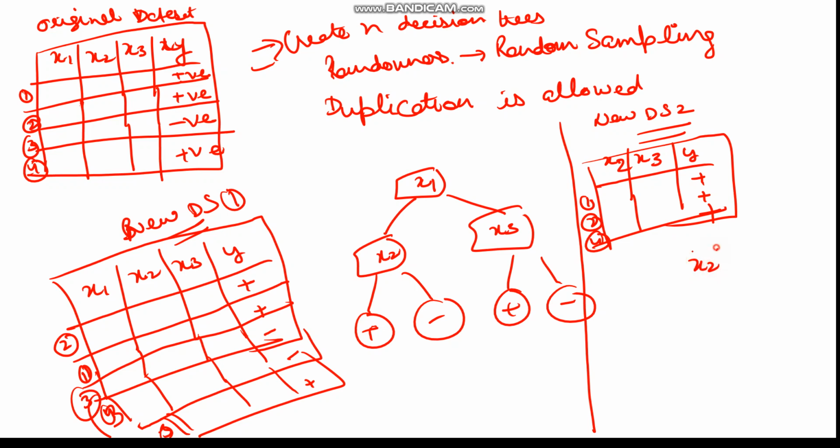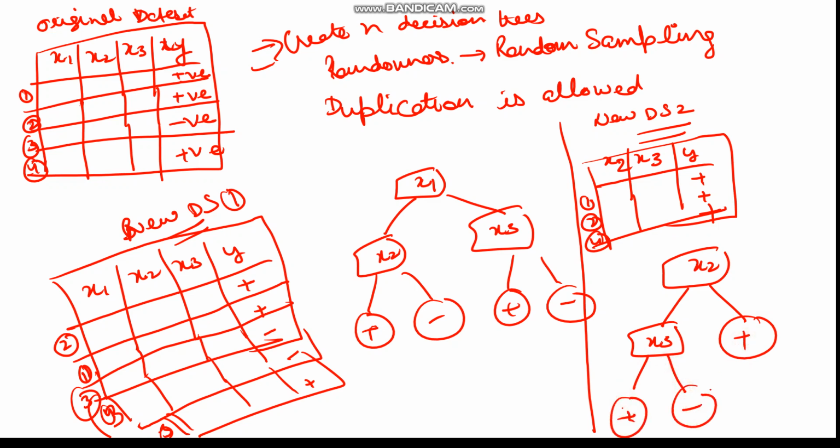Let's say the decision tree is like this: x2, x3, here negative result, here positive result. Suppose in all cases a positive, and if there is any case of negative, and likewise. So I have created one more tree. Similarly I will pick a new data set. So till now we have picked two data sets.